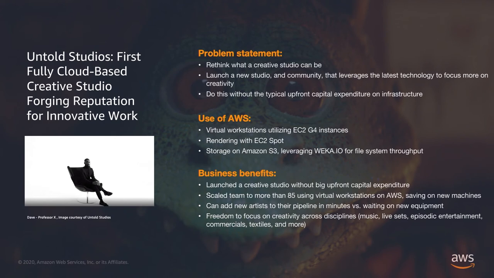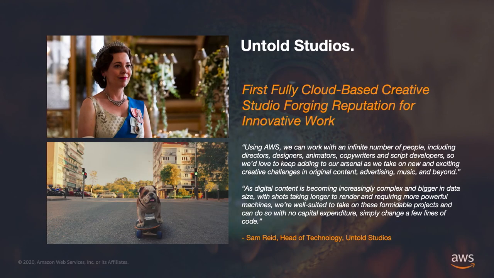And they've done some tremendous things over the last year in being able to create content entirely on AWS. And it's really all about all the things that I've spoken about really coming together based on the innovation that Untold was able to drive. Everything from using virtual workstations with our G4 instances to rendering with EC2 Spot to leveraging Amazon S3 and Weka.io, as I mentioned earlier. All these things came together to be able to drive a full studio in the cloud. So really exciting to see this come together. And it's led to some really interesting projects. I talked a little bit about Excitable Edgar. Again, you'll hear about that coming up.